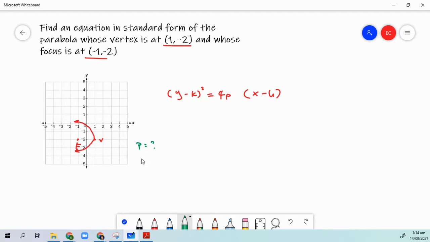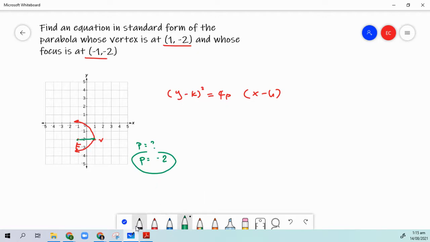And we know that p is just the directed distance from the focus to the vertex, right? So it's the distance between this point to this point. Looking at the graph alone, we know that the difference between those two points is 2 units, right? So from 1 until -1, that's 2 units. But since we're considering directed distance and the focus is to the left of the vertex, we know that p is equal to -2.